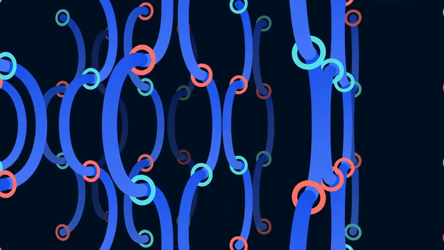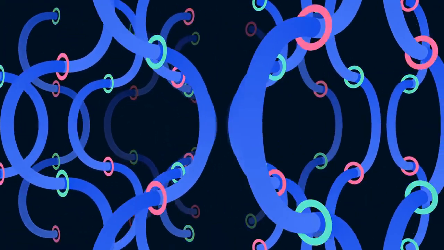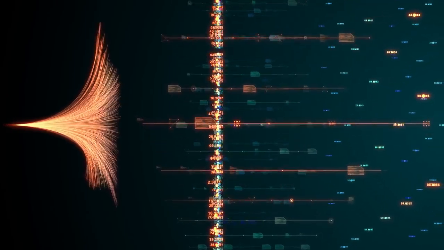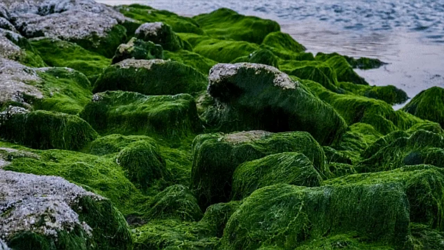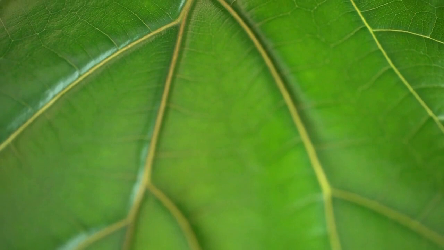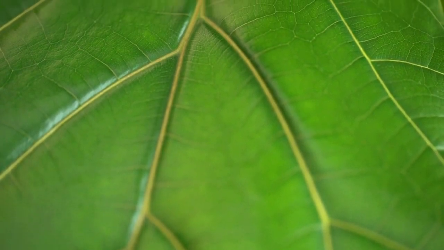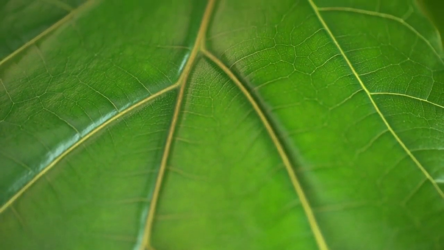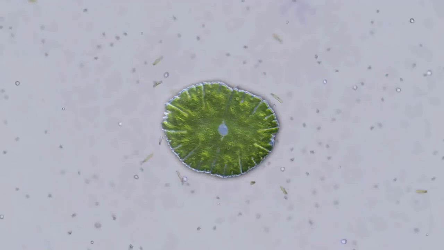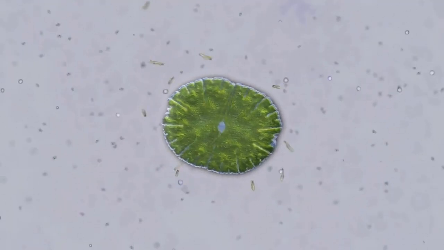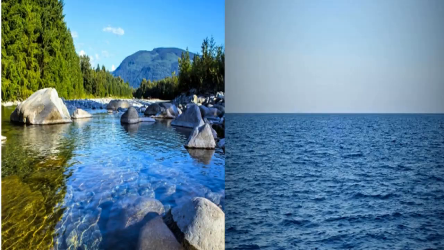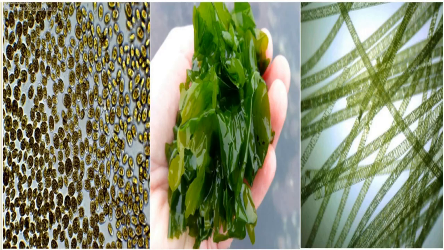So, we should start by understanding a bit of taxonomy. All algae are part of three different groups or phyla: Chlorophyta, green algae; Ochrophyta, brown algae; and Rhodophyta, red algae. Green algae are named after their green chloroplasts, which contain the pigment chlorophyll A and B, just like plants. They can be unicellular, colonial, or multicellular organisms, and inhabit both freshwater and marine environments. Examples include Chlamydomonas, Ulva, and Spirogyra.